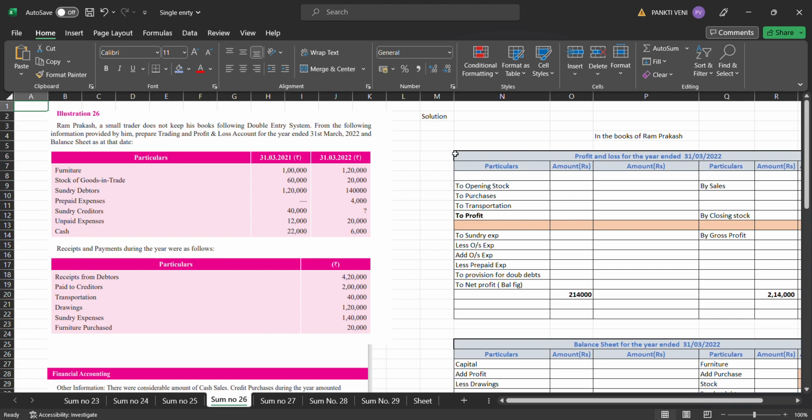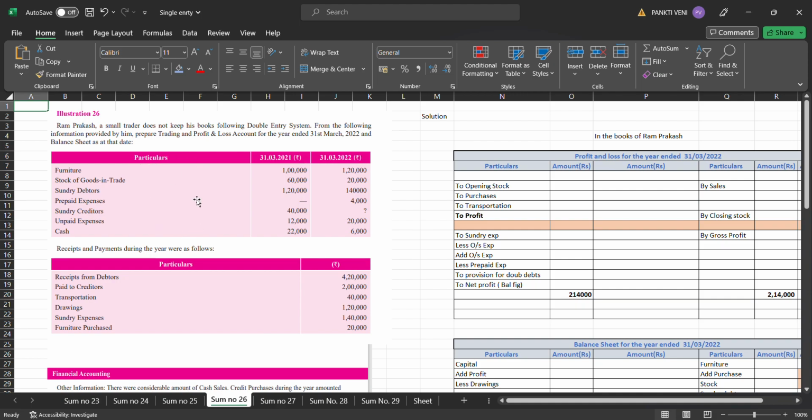Let's start with the question. Ram Prakash, a small trader, does not keep his books following double entry system. From the following information provided by him, prepare trading and profit and loss account for the year ended 31st March 2022 and balance sheet as on that date.